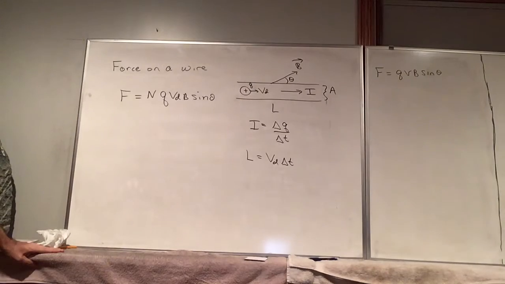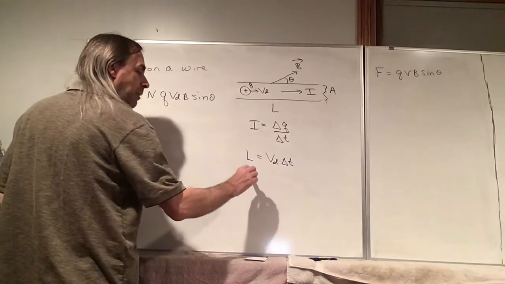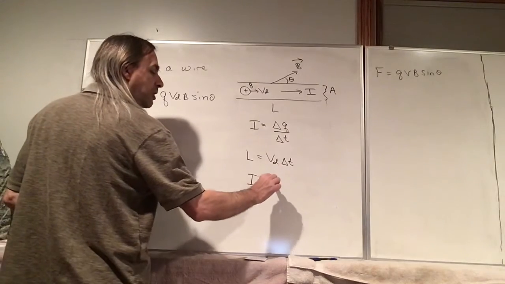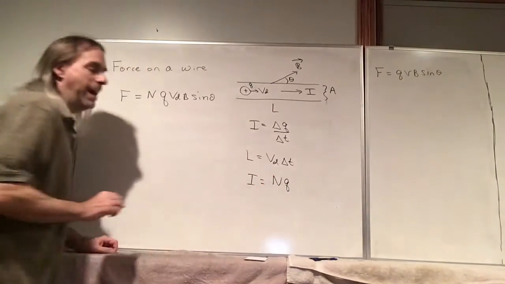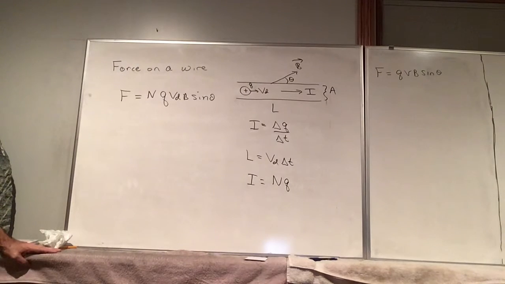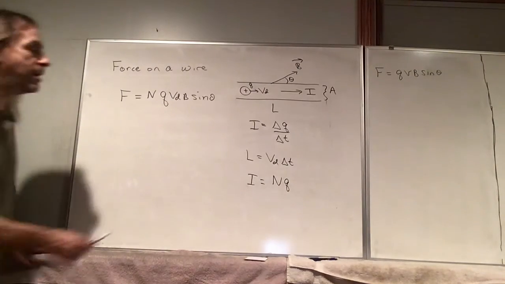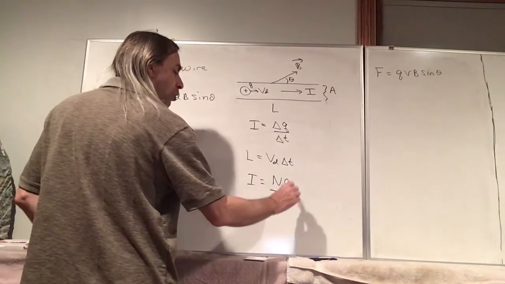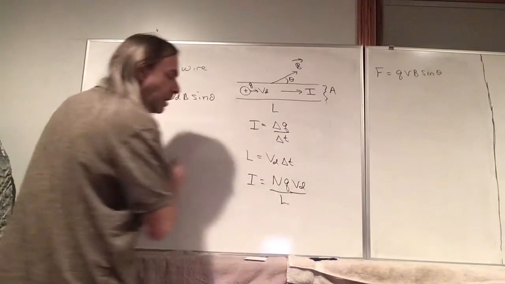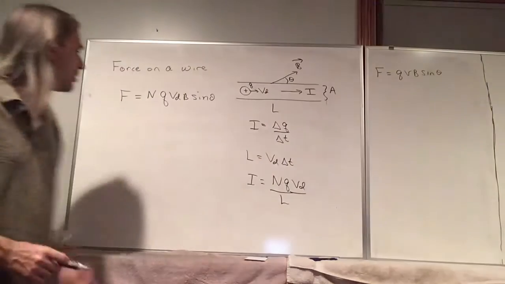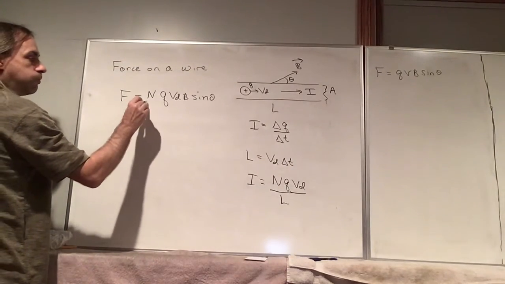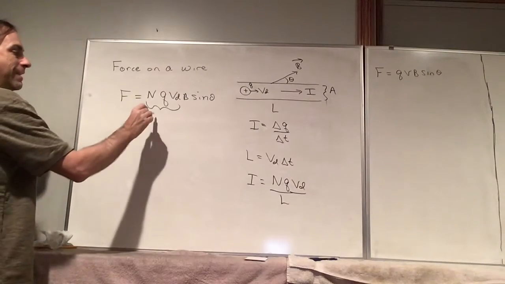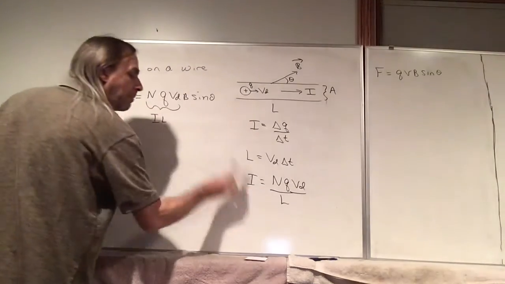And so, let's rewrite our current here. Delta Q would just be N times q. So N is the number of charges that are in this segment of wire of length L, and q is the charge on a single carrier. And we divide by delta t, which is L over the drift velocity. And so we see here n q times the drift velocity is equal to I times L. We just multiply by L.